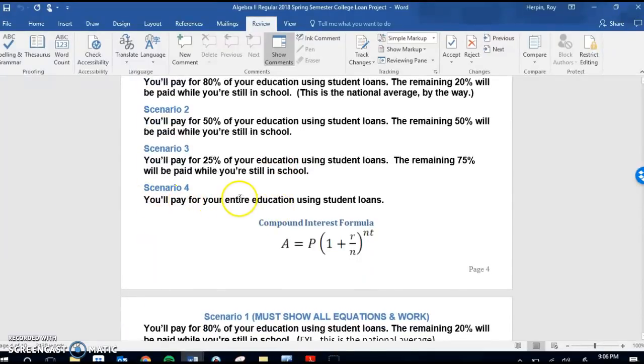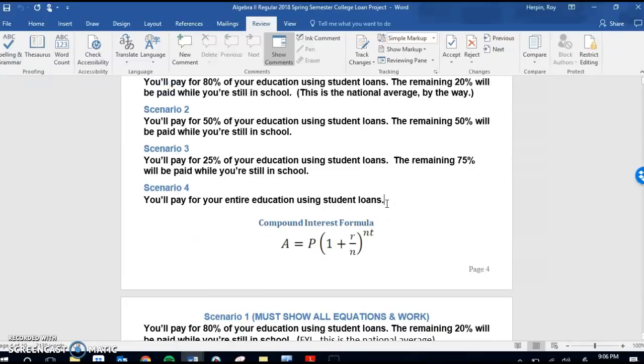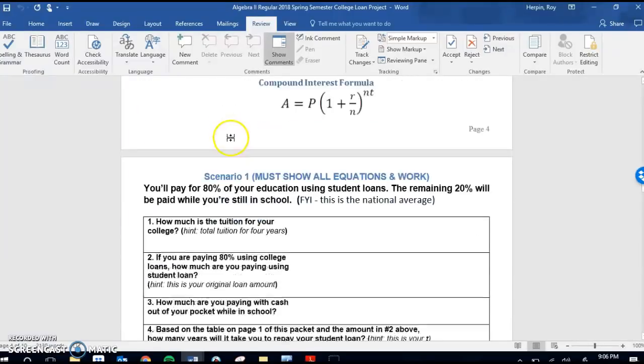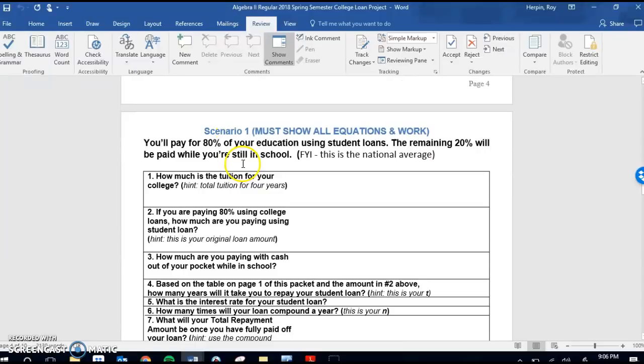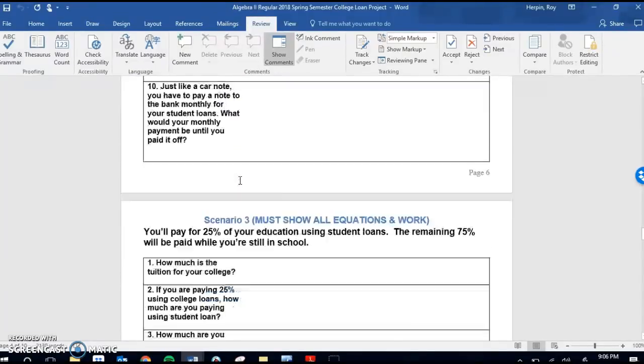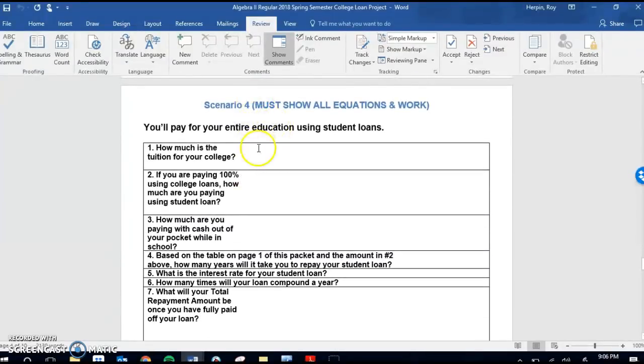And scenario 4 is you pay for your entire education using student loans, which a lot of my friends were in this situation. So you pick whichever one you think you'd be in. Most of you will probably be in scenario 1, but it's up to you what you want to choose. For whichever scenario, just go to the page that you ended up choosing and use that page. So if I chose scenario 4, this is the page that I'm going to work.